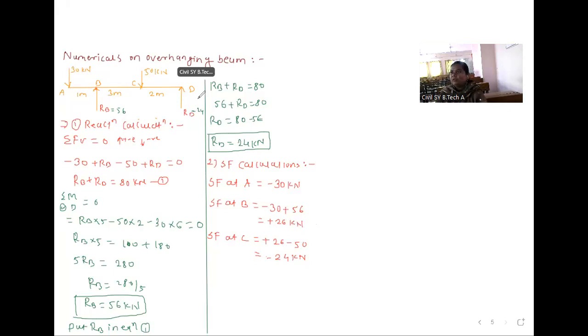After that, we will calculate shear force at D. In between C to D, there is no force, so value is the same, minus 24 before this D point. And at D point, RD force is there and the value of RD is plus 24. So shear force at D equals 0 kilonewton. So these are the shear force calculations. Now we will calculate bending moment values. So step number 3 is bending moment calculations.